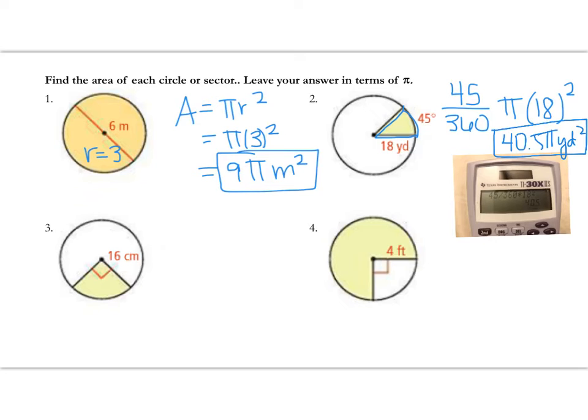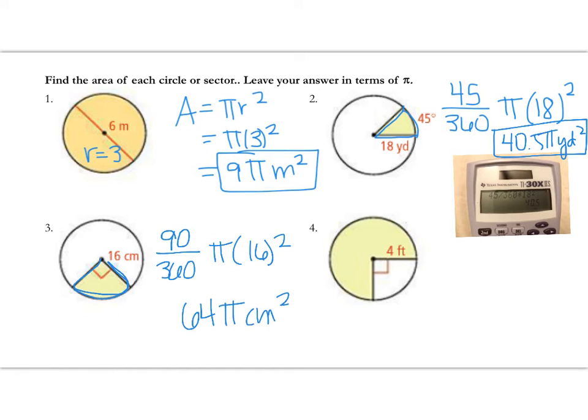So number 3, again, we're looking not for the whole circle, but for this section. So we need to think about how many degrees that is. That section measures 90 out of 360, and then we're finding the area of it, so we're doing the area formula next, which is pi times 16 squared. So I'm typing in 90 divided by 360 times 16 squared, everything but the pi. The area of this section would be 64, don't forget to put the pi in, 64 pi centimeters squared.